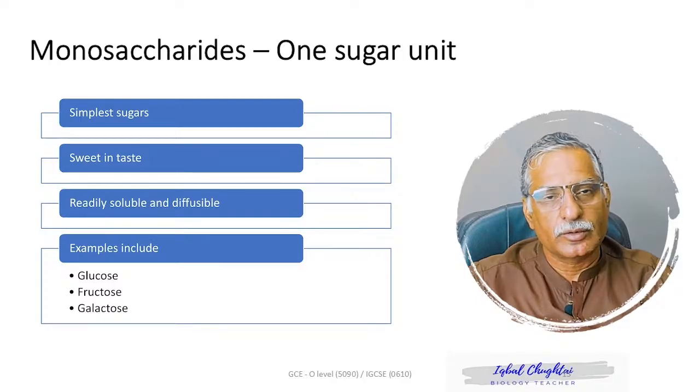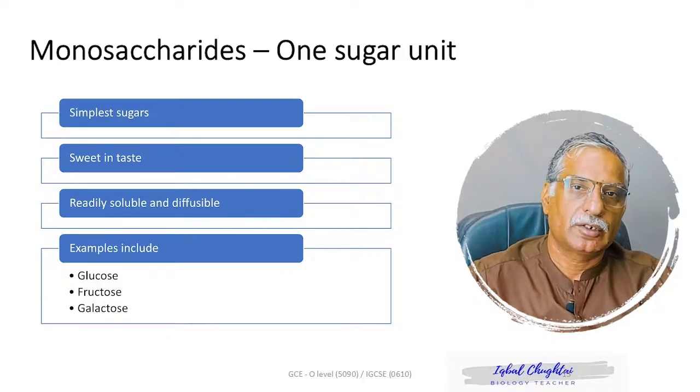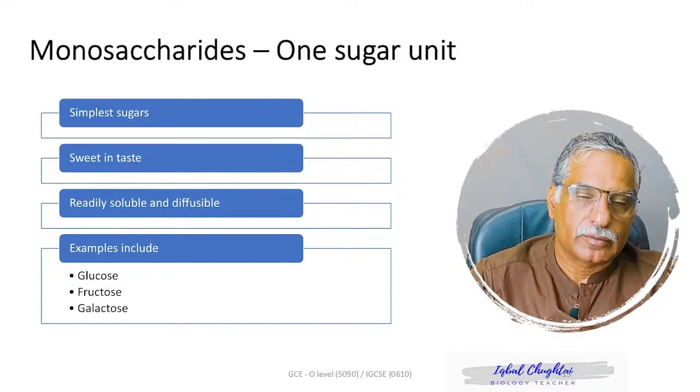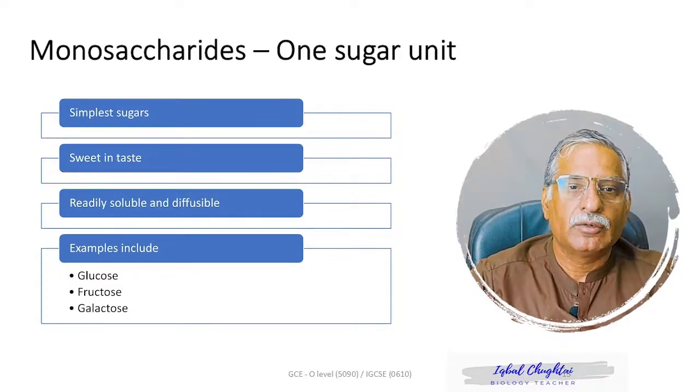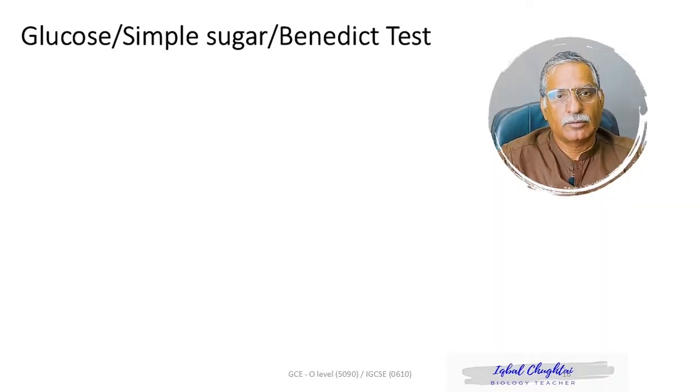If we want to confirm whether our food contains glucose or not, the food that is sweet in taste is likely to contain glucose. So if we want to confirm that our food does contain glucose, we can conduct a glucose test, and this is also known as the Benedict test, or reducing sugar test, or simplest sugar test.